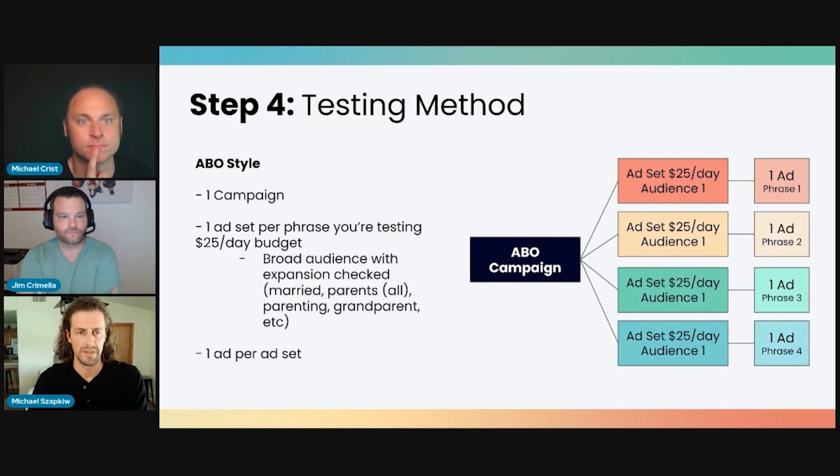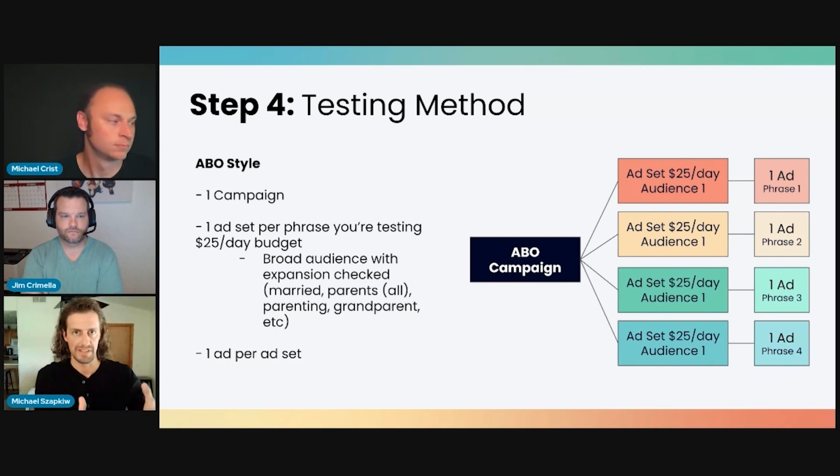I just want to take a quick minute to identify what our acronyms are. A lot of people are still new to ABO and CBO. ABO is ad budget optimization, which means the budget for your ad is optimized at the ad set level. CBO is where the budget is optimized at the campaign level.